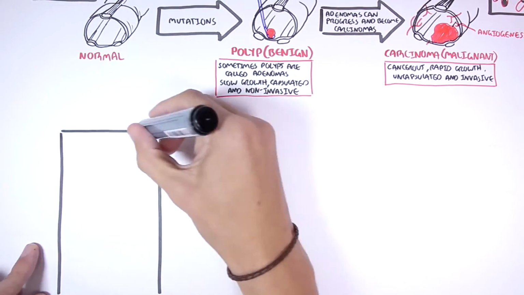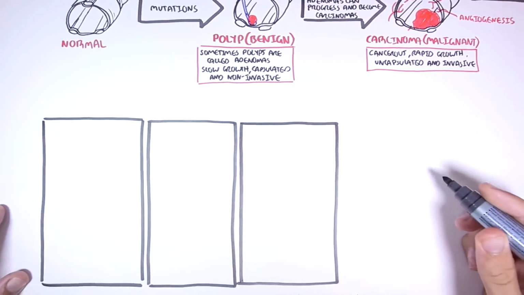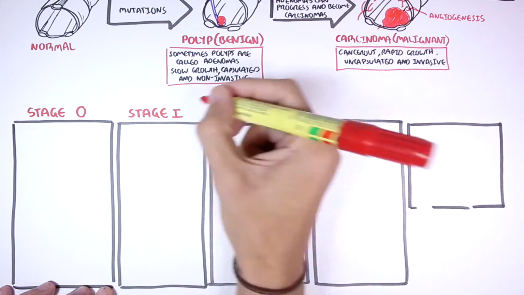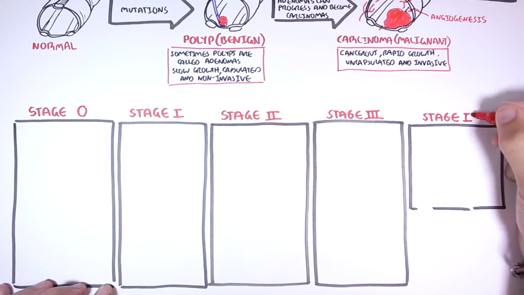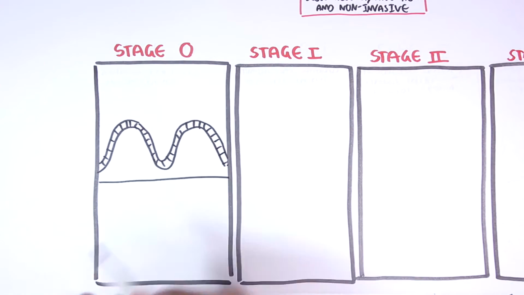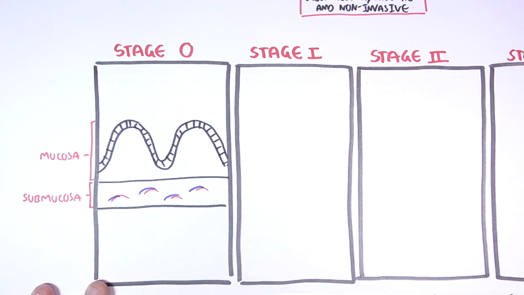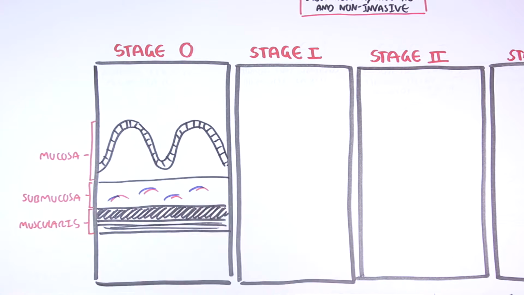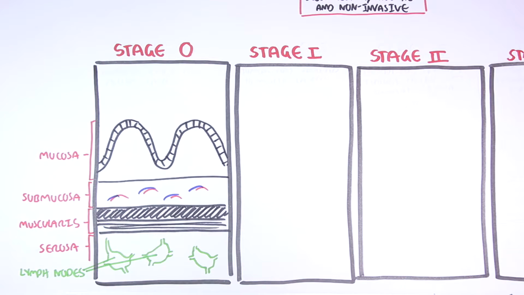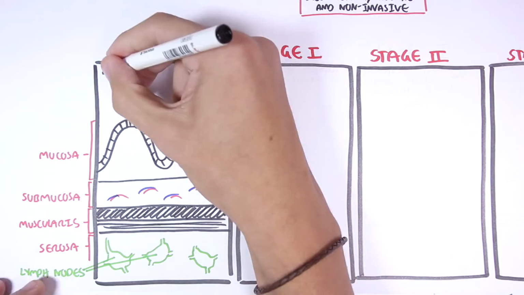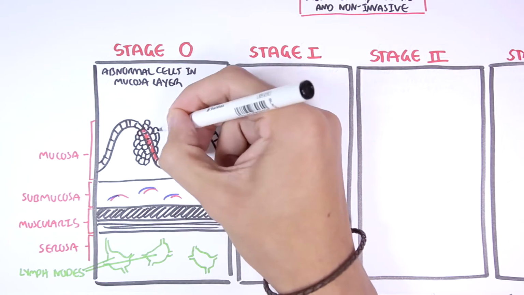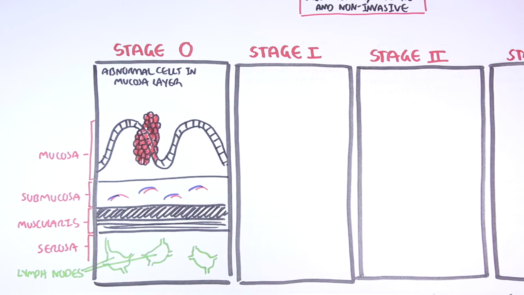Now let us look at the stages of colon cancer. Some people have different classifications of cancer and colon cancer. This is one of them. Now there are 5 stages in total. Briefly looking at an anatomical layer of the colon, from the top we have the mucosa, the submucosa, the muscularis, and serosa. We can also find lymph nodes following these layers. Stage 0 is basically when we have abnormal cells in the mucosa layer that will keep dividing, forming a polyp. The polyp is usually benign.